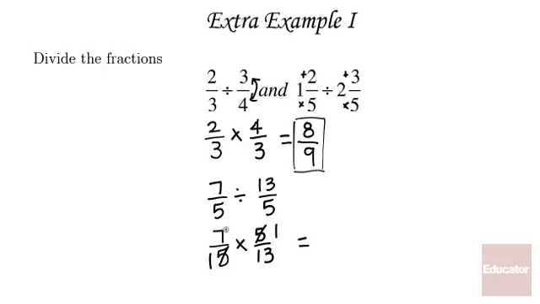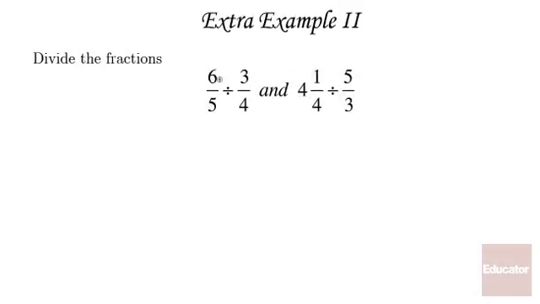Okay, so now I can multiply the top numbers together and then multiply my bottom numbers together. So 7 times 1 is 7, and then 1 times 13 is 13. And that is my answer.